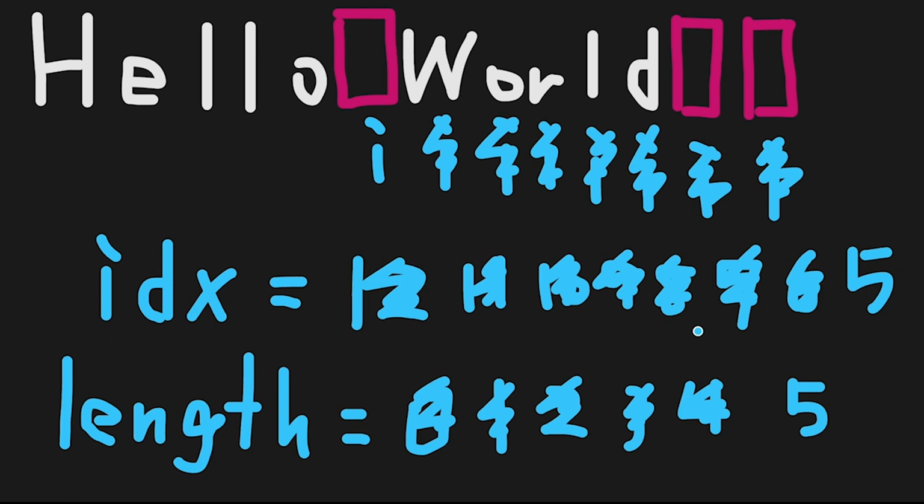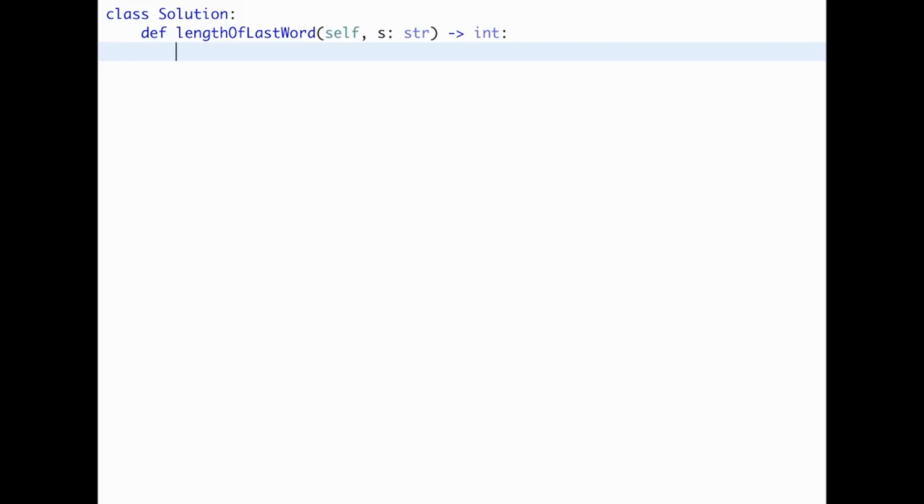So yeah, looks good. So that is a basic idea to solve this question. And with that being said, let's jump into the code. Okay, so let's write the code. First of all, initialize current index and length. And the current index is initialized with last index, so length -1, and length is initialized with 0.